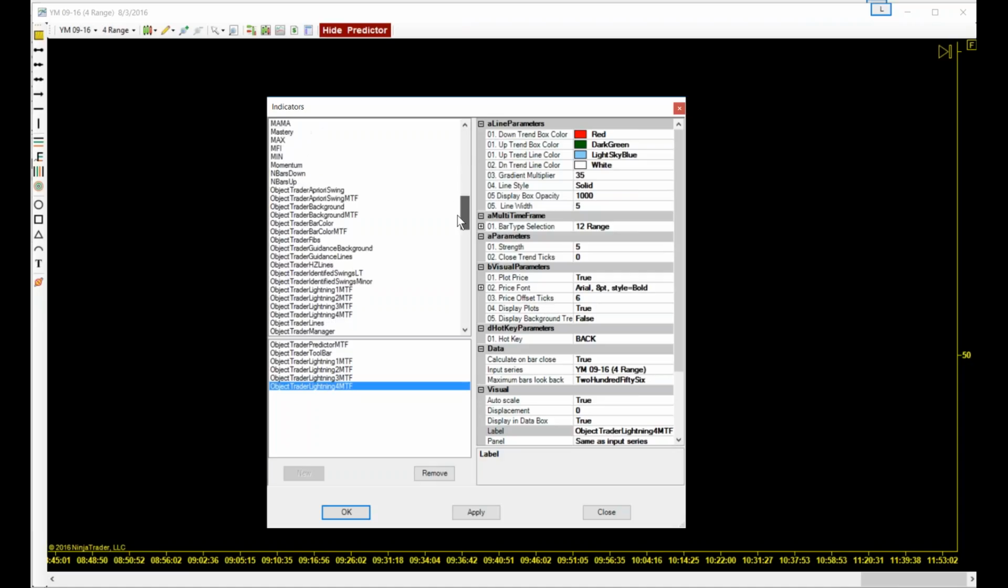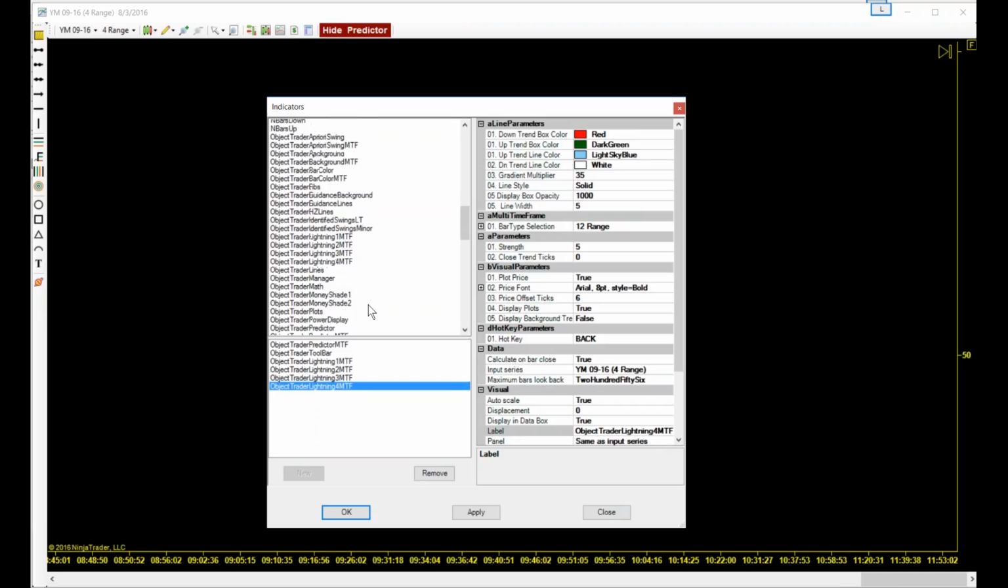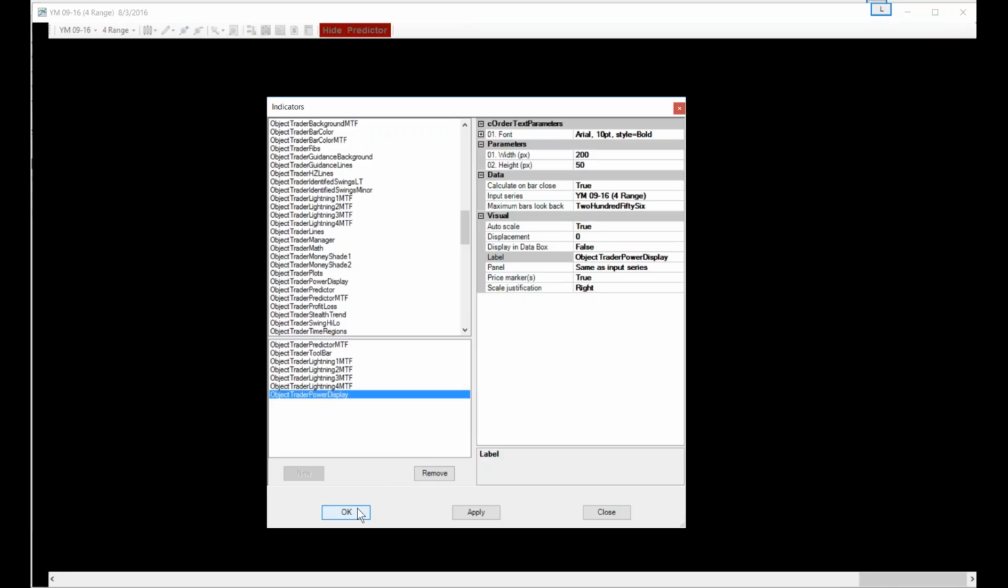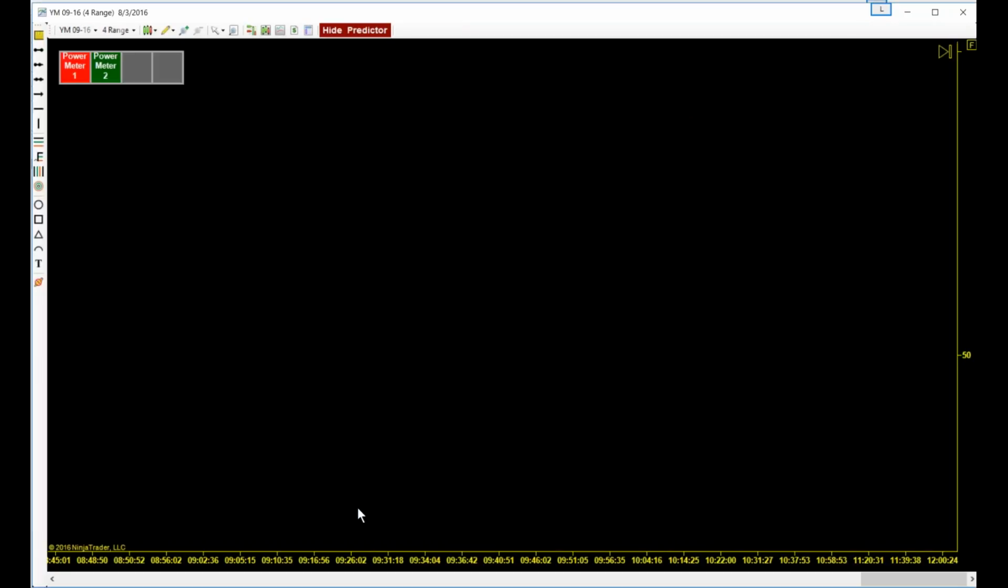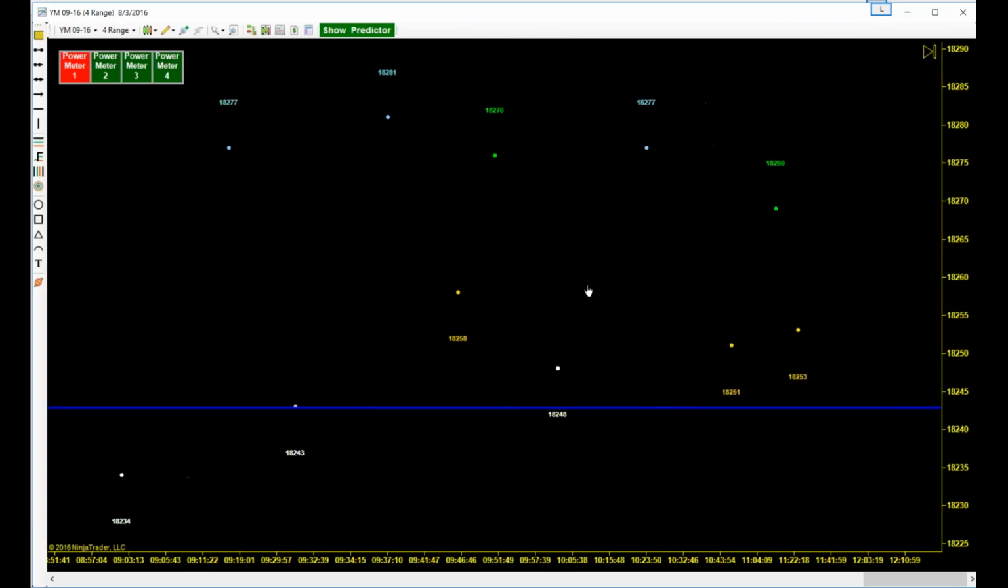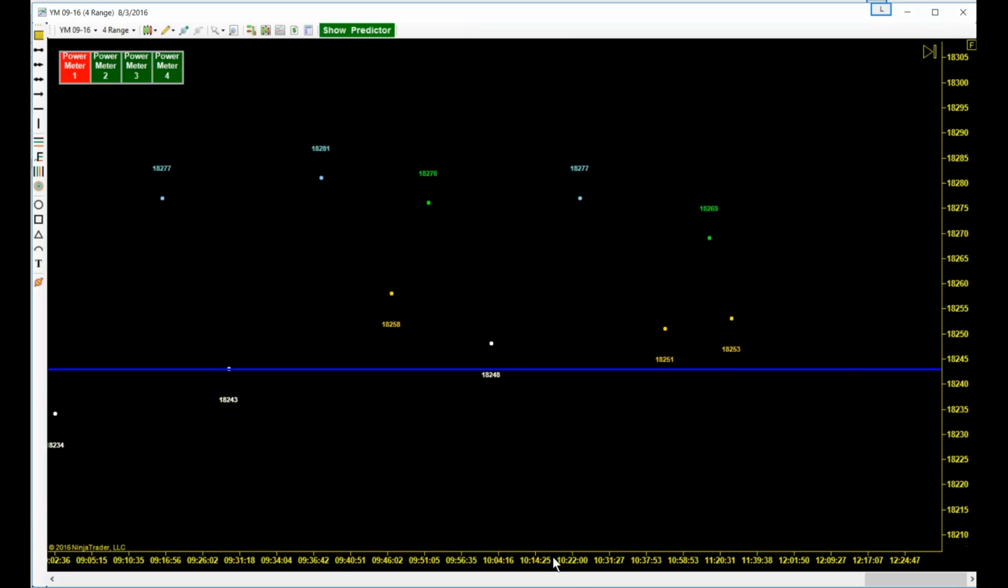I don't have it on here, but just go down to power meter, power display, double click it. You'll have a font very soon, by the way, on yours too. And then just put it on your chart, and there's your power meter. And then click your F button. I usually get rid of predictor so I can kind of see what's going on.